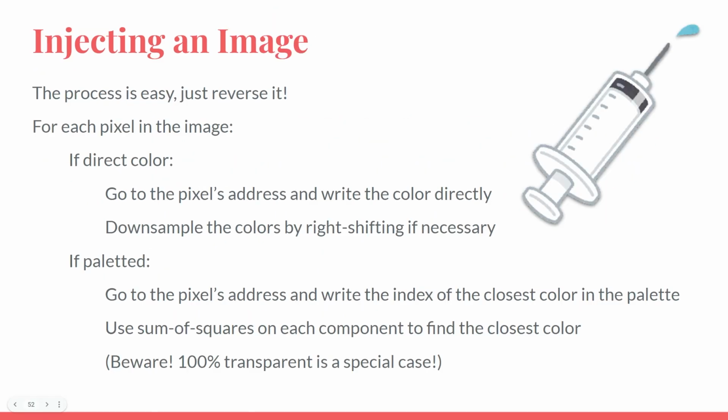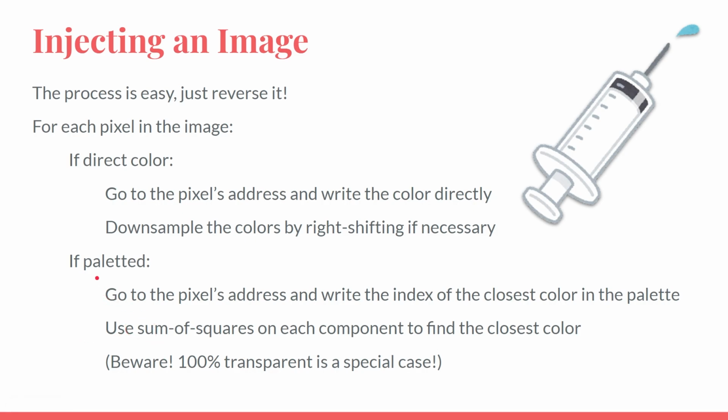I didn't say it would be part of the video, but let's talk a little bit about how to inject an image, how to modify an image. The process at this point is actually really easy. We just reverse the process that we use to extract the image. If it's a direct color image, we step through each pixel and we just output a different color corresponding to whatever image that we're replacing it with. If we're on the PS1, we need to remember to convert the 8-bit colors back into 5-bit color components.